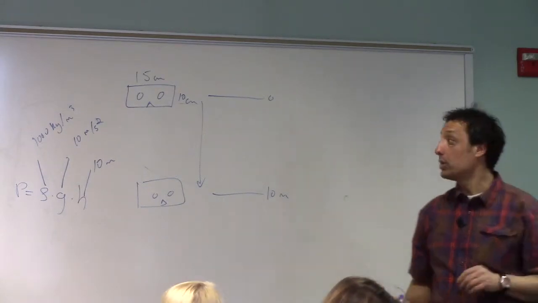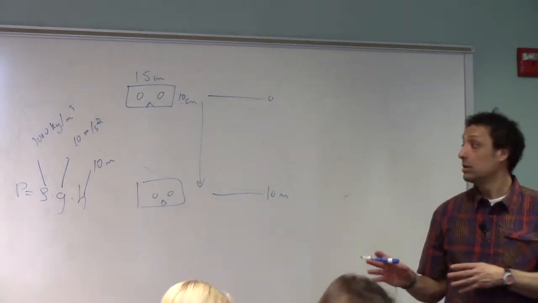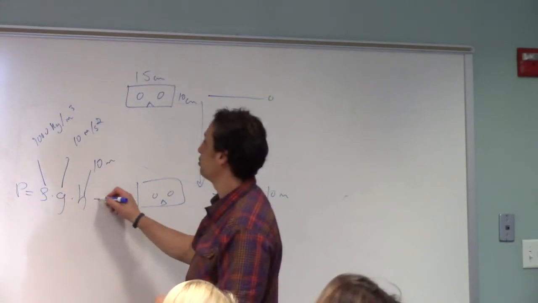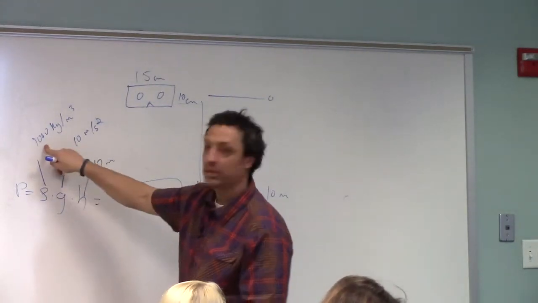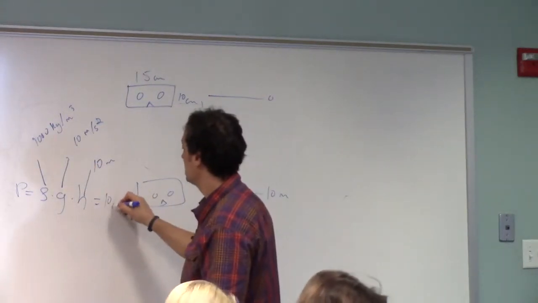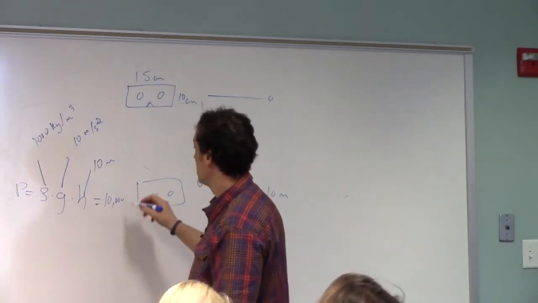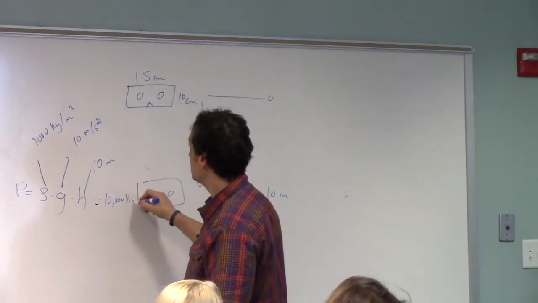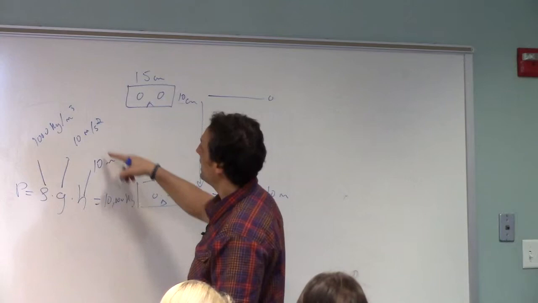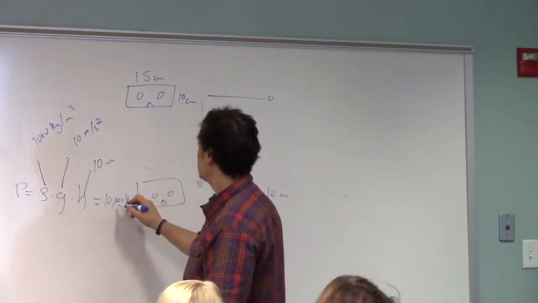Okay? And now I want to know the force. So this is the pressure. And we said this pressure is 10 times 10, 100, times 1,000, 100,000. Excellent. 100,000. We have kilograms there. We have per second squared per meter.